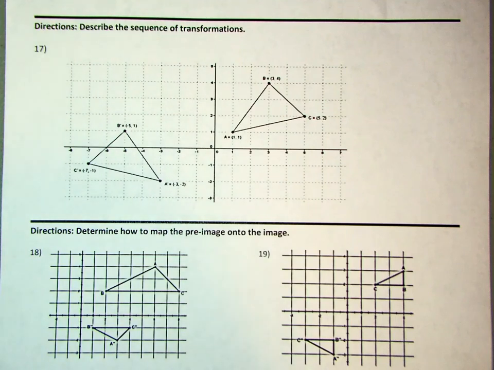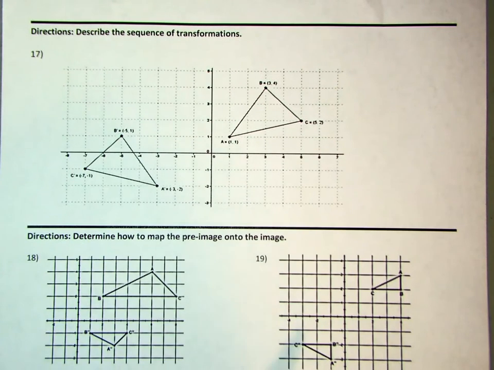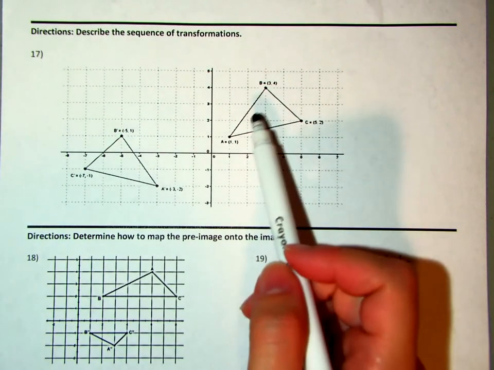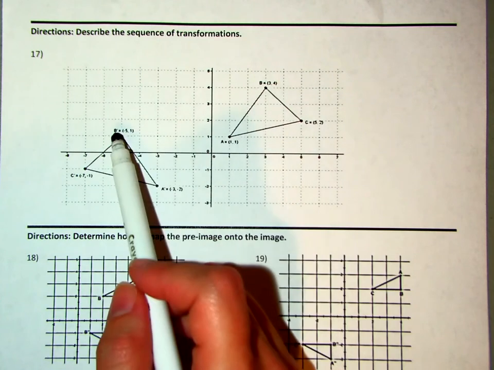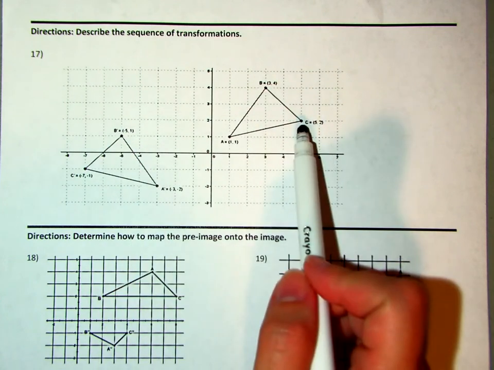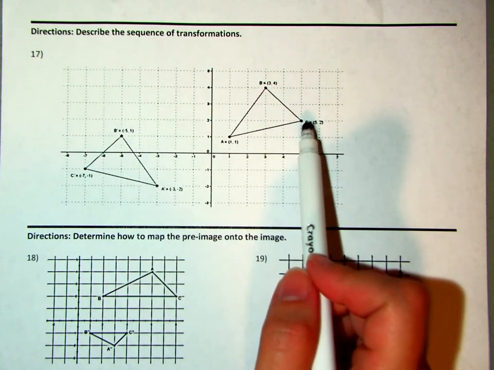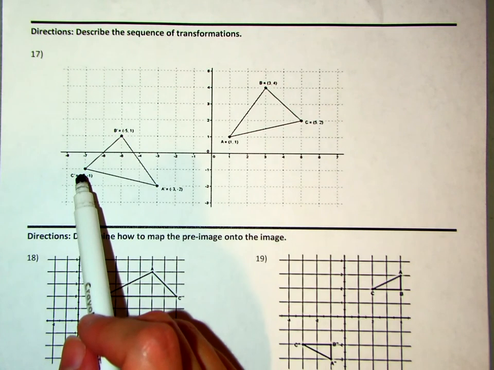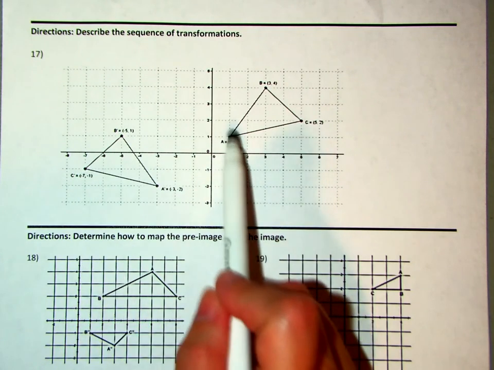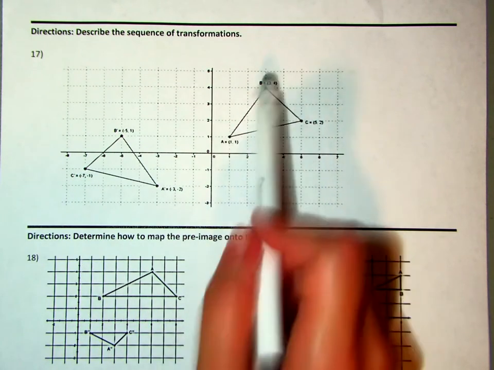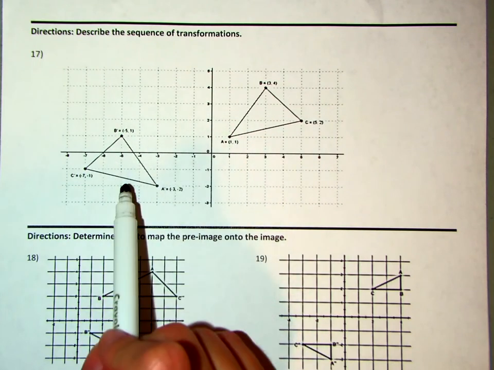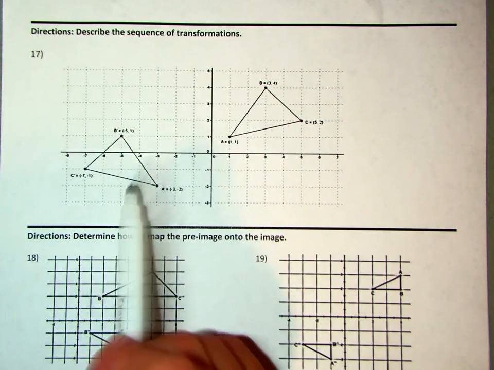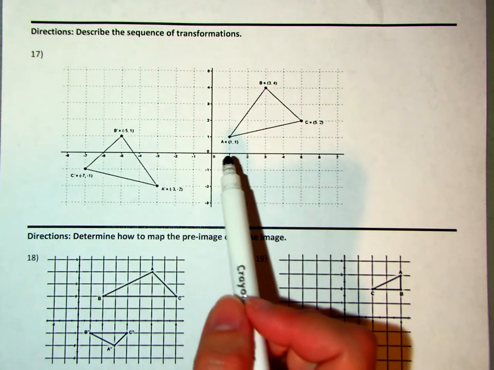This is number 17 through 19. Number 17 says to describe the sequence of transformations. When I'm looking at this, I actually see that B is at the top in both. C here is on the right of this triangle, but it's on the left of this triangle. A here was on the left side of this triangle, and now it's on the right side. Everything kind of reversed, or in other words, flipped in direction. And so I can see that a reflection has occurred.